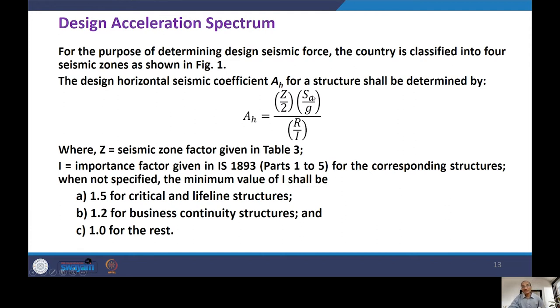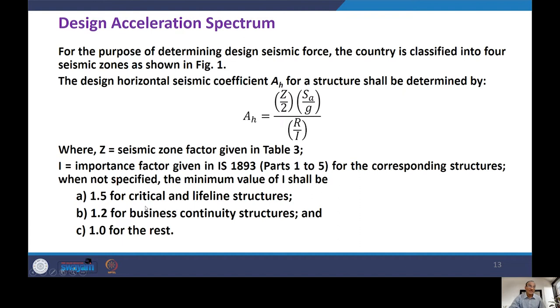Sa by g is basically the spectral expression, which is given there. I is the importance factor, given in IS 1893 parts 1 to 5 for the corresponding structures. When not mentioned, the minimum value shall be taken as here.